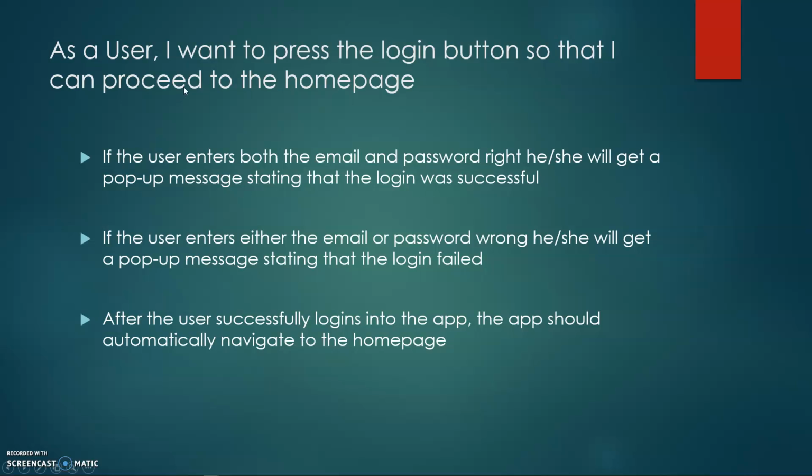As a user, I want to press the login button so that I can proceed to the home page. If the user enters both the email and the password right, he or she will get a pop-up message stating that the login was successful. If the user enters either the email or the password wrong, he or she will get a pop-up message stating that the login had failed. After the user successfully logs in, the app should automatically navigate to the home page.